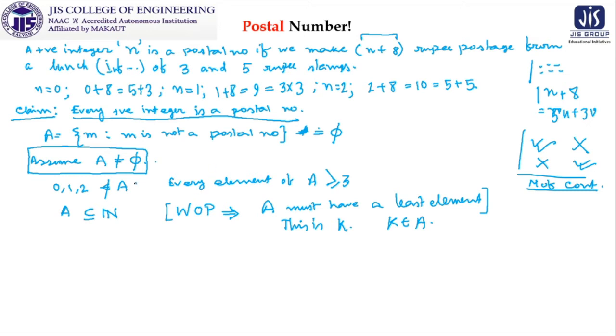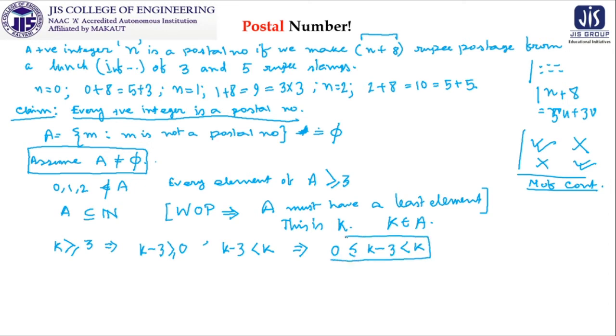Now let us check what conclusion we can make. As K is in A, so K must be greater than or equal to 3, because every element of A is greater than or equal to 3. From this we can write K minus 3 is greater than or equal to 0, and K minus 3 must be less than K, because K is a positive integer which belongs to set A, means the subset of capital N. So together we can write that 0 is less than or equal to K minus 3, which is less than K. Is it clear? You can make a pause and think. It is very much obvious.